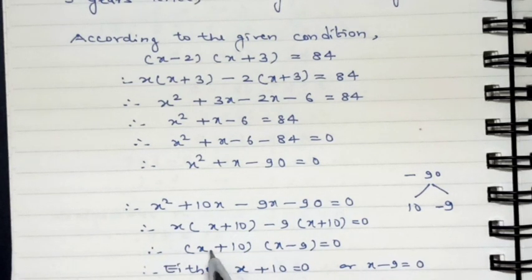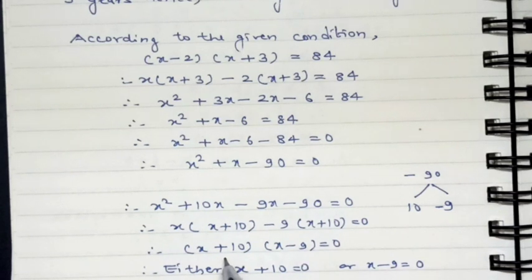Therefore, x plus 10 and x minus 9 is equal to 0. My dear student, you can write x minus 9 before or afterwards. It makes no difference. AB is equal to BA, commutative law. So there is no problem.